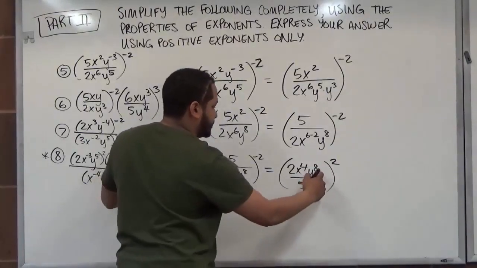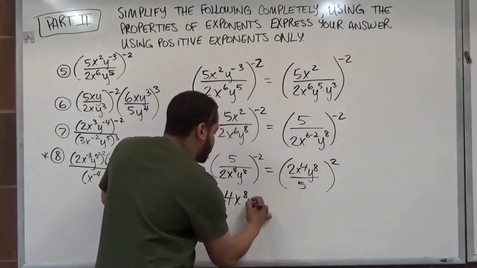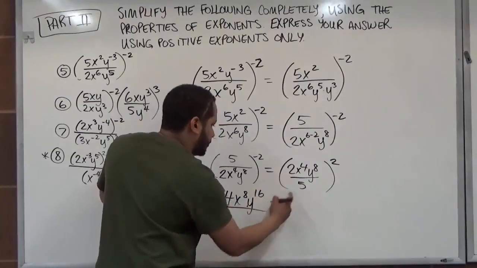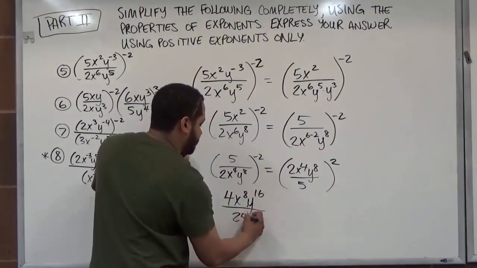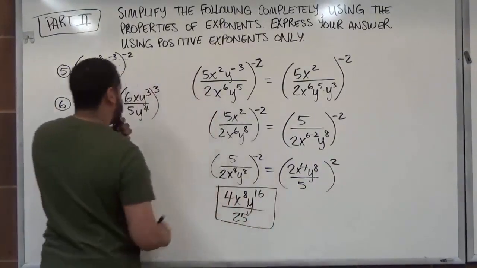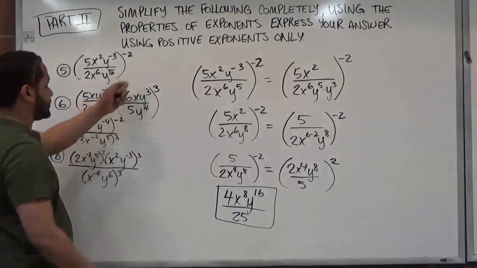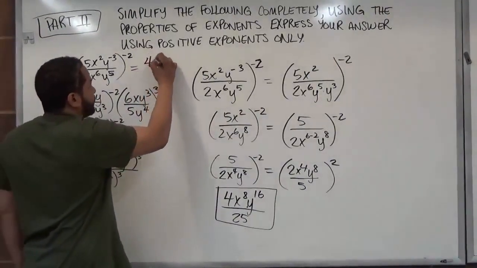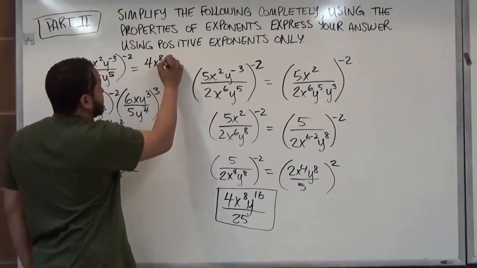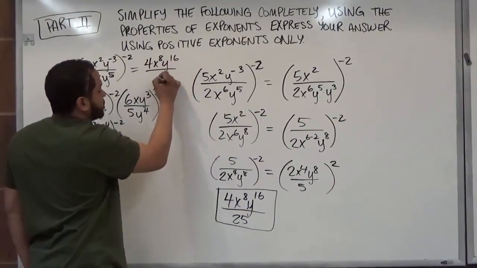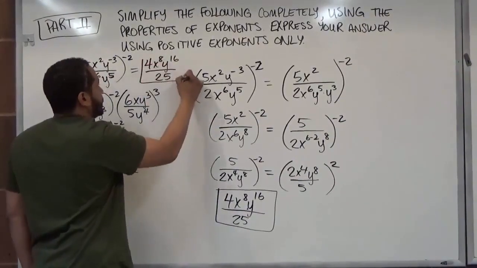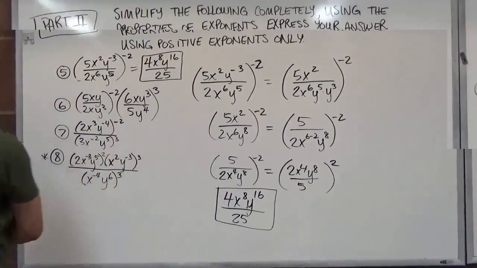And then we have y to the eighth times 2 becomes y to the 16th, all over 5 squared, which is just 25. That's our solution for the first problem. So I'm going to take this and lay it up here again. So we have 4x to the eighth, y to the 16th. This is all over 25. Let's move on to the next problem now.